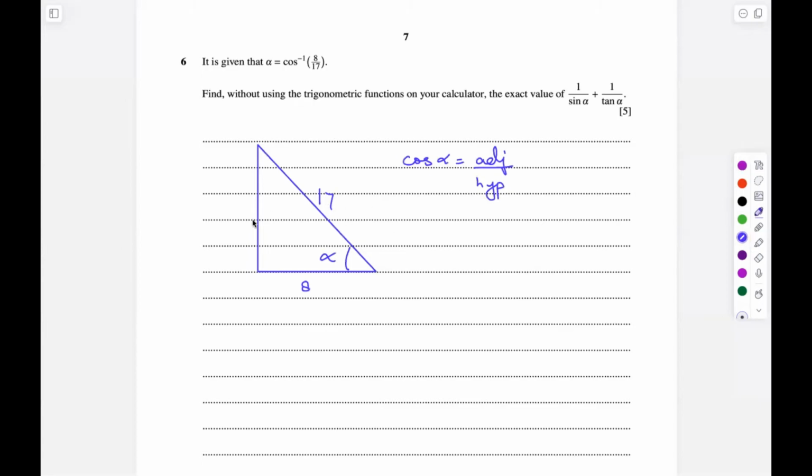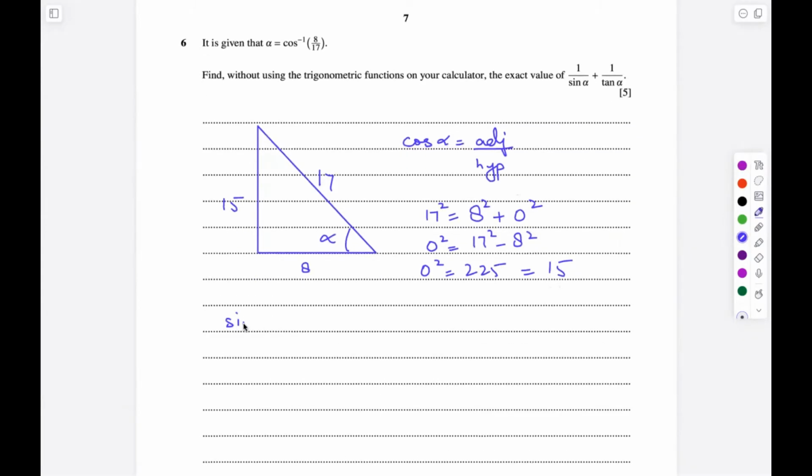So applying Pythagoras theorem first to find this length, which will be the opposite of alpha. So 17 squared is equal to 8 squared plus, let's call it, O squared. So the opposite side would be 17 squared minus 8 squared. 17 squared is 289 minus 64, so that will be 225. And taking the square root of 225, this length will be 15. So the opposite length is 15, which means that sine alpha would be opposite over hypotenuse, which is 15 upon 17, and tan alpha is opposite over adjacent, so that will be 15 upon 8.